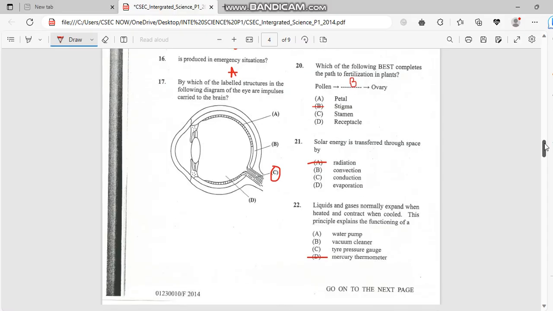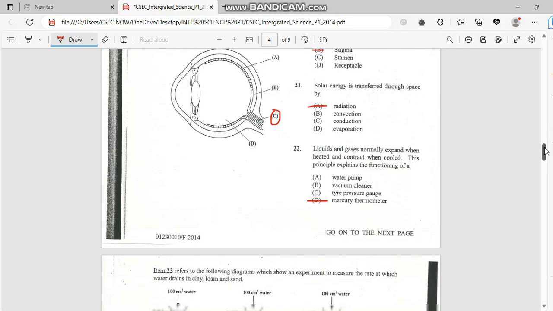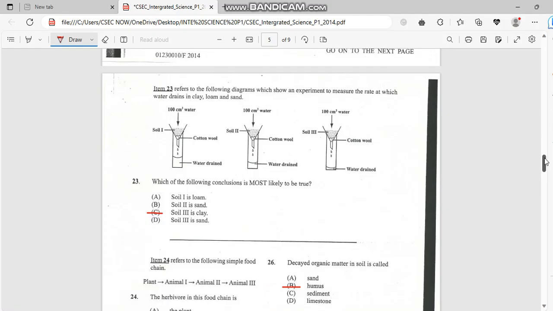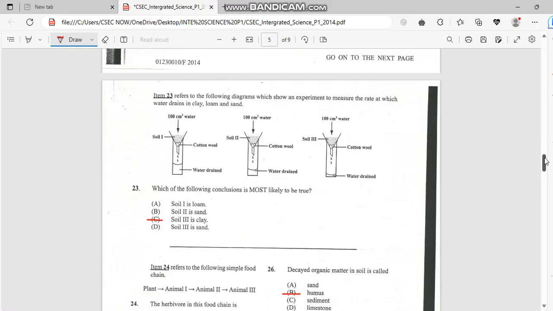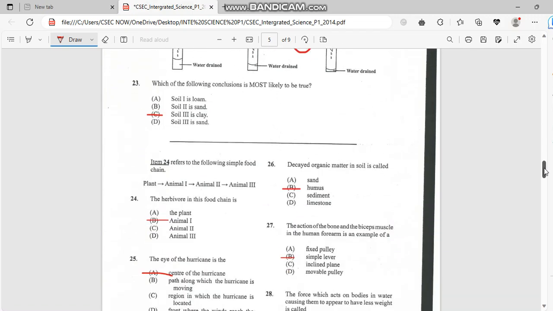Number 21. Solar energy is transferred through space by radiation. Number 22. Liquids and gases normally expand when heated and contract when cooled. This is the principle explaining the functioning of a mercury thermometer. Number 23. Which of the following conclusions is most likely to be true? And it's soil 3, this is a clay soil. Number 24. The herbivore in the food chain is animal one, right here. So that is the herbivore.